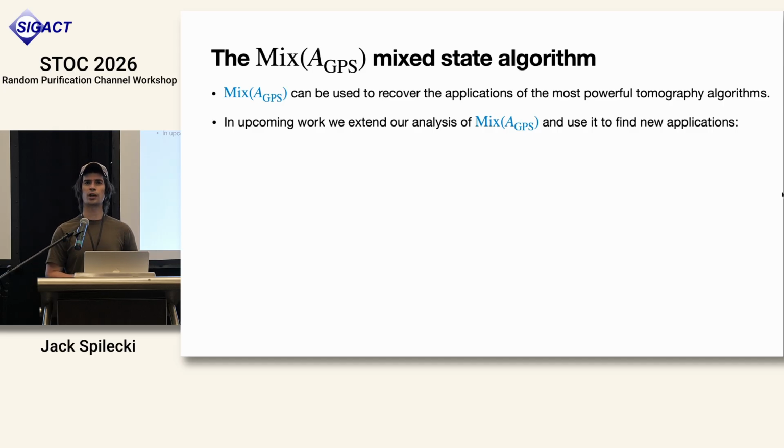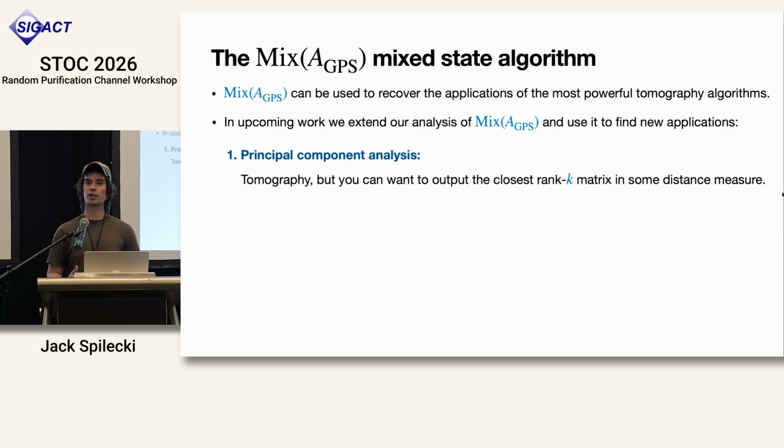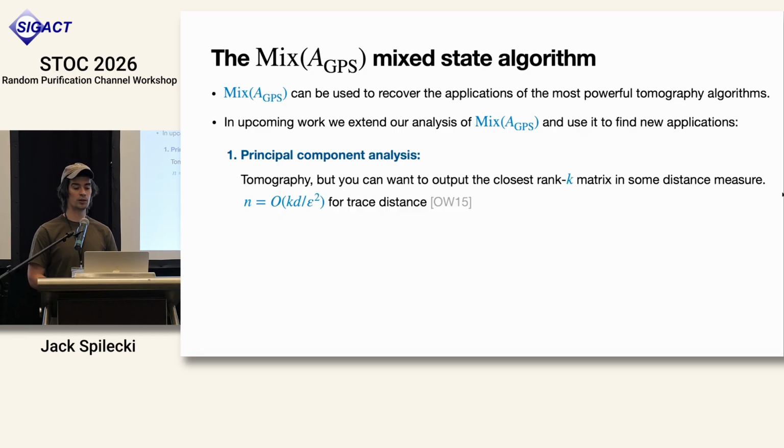So I'll talk about 2 briefly, and then I'll go into more depth on a third one. So the first brief application I'll talk about is to this problem of principal component analysis, or PCA. And in this problem, you want to do tomography, but instead of learning the full state, you just want to output the best rank K approximation in some distance measure. Now, this problem was previously considered in work of O'Donnell and Wright, and they used a representation theoretic estimator to show that you could do trace distance PCA with sample complexity KD over epsilon squared.